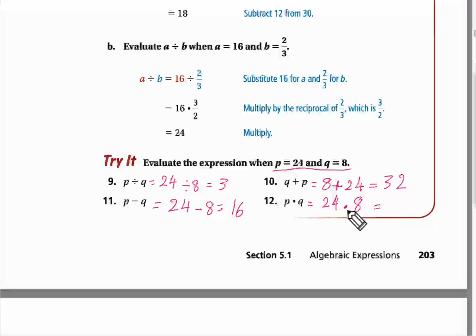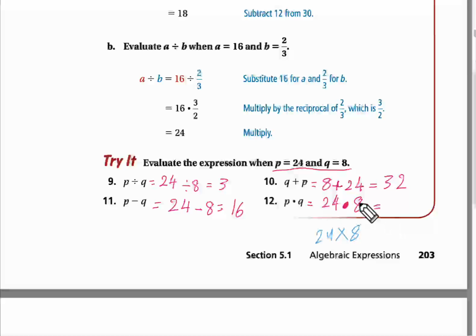I need to make sure you understand that the dot here means multiplied by, not a decimal point. So you can write it multiplied like this, or as multiplication like this. 24 multiplied by 8. It's the same. Okay, go ahead.